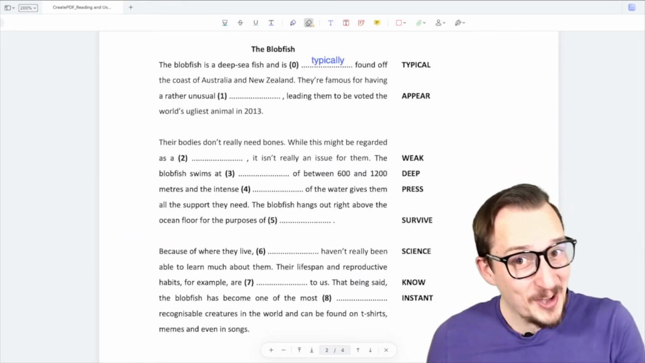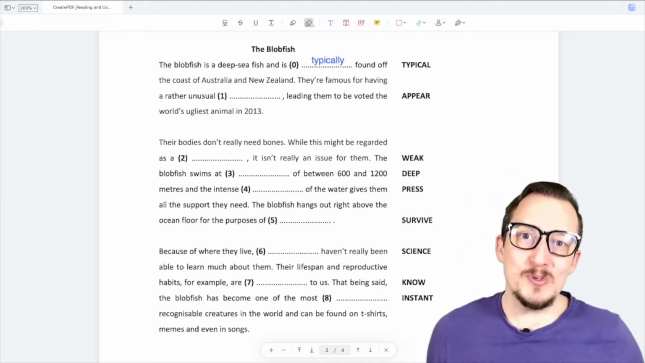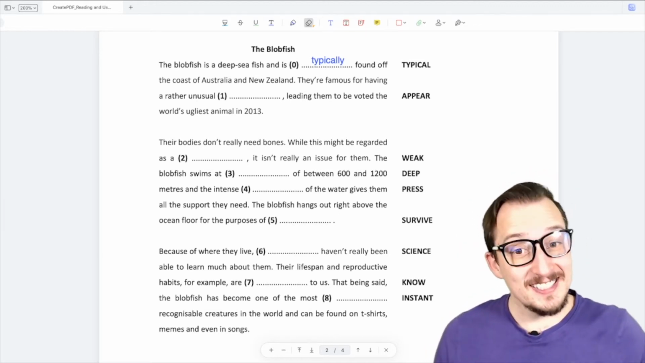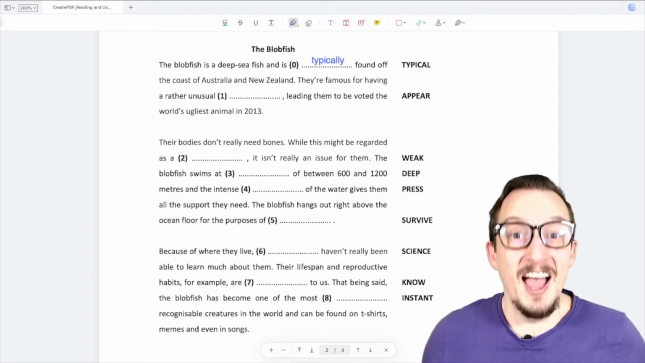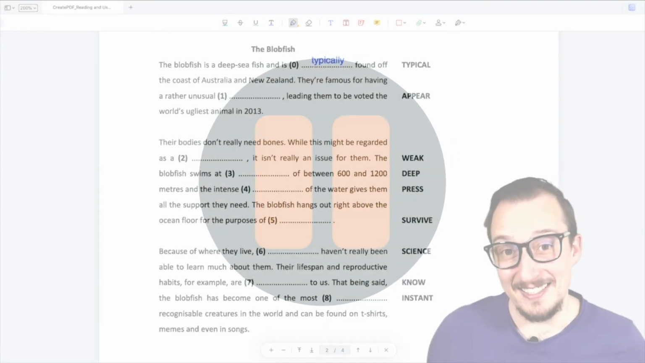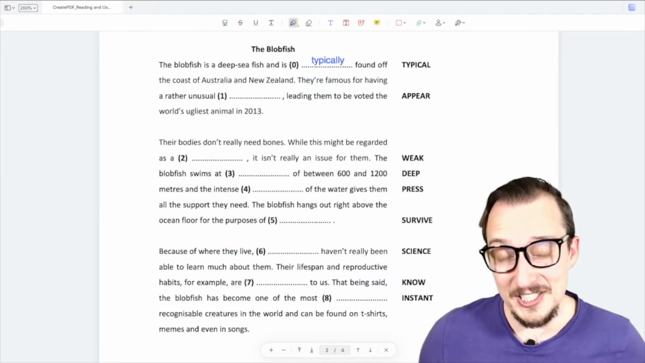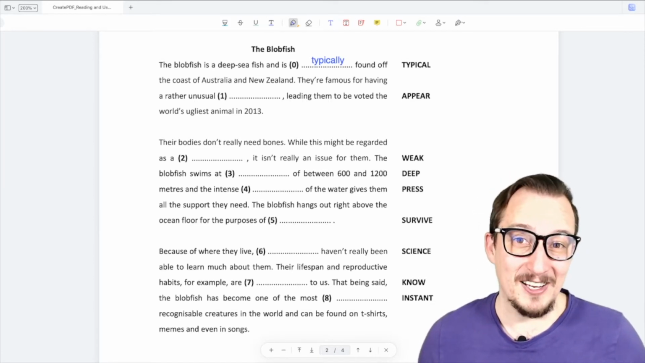Okay, so let's go back to our text about the blobfish and use some of those questions that we've just learned to help us work out what word is needed in each gap. Don't forget right now to pause the video and complete this text. Write an answer for each gap and we'll then go through it together and I'll give you the correct answers.